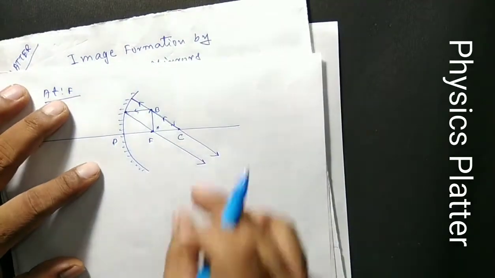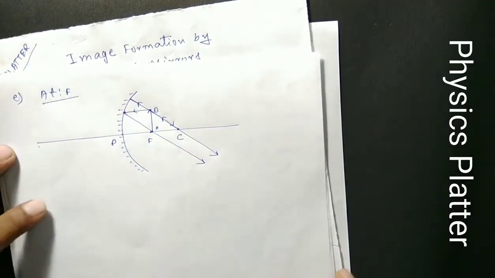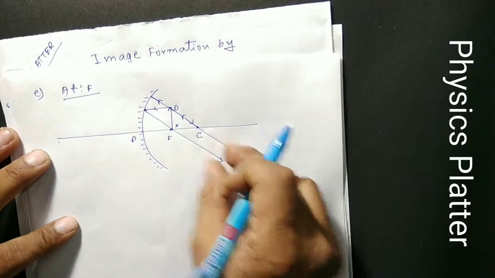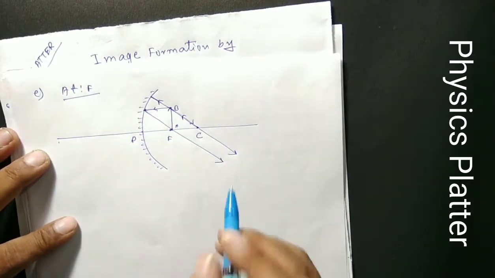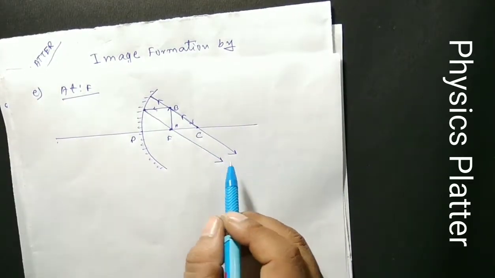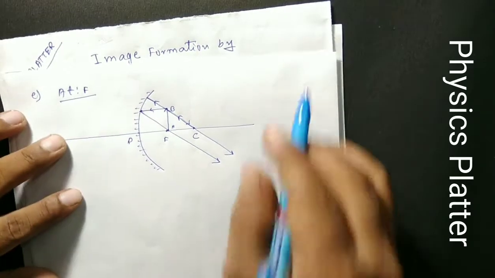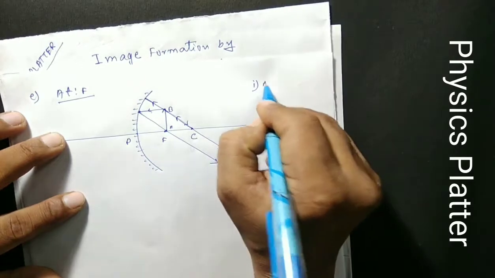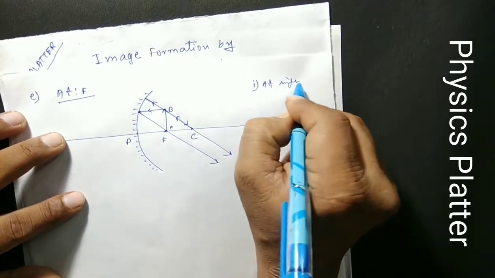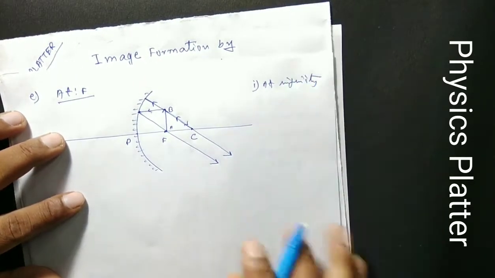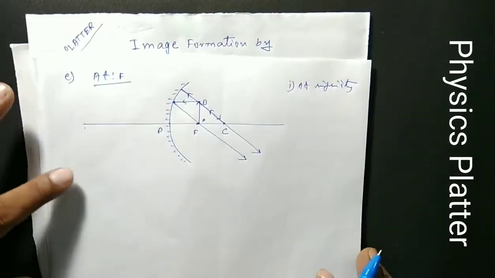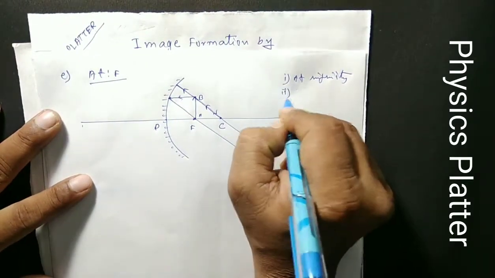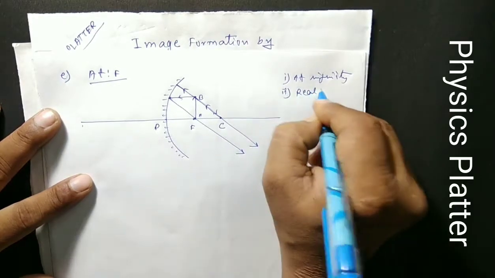This time we see the rays become parallel to each other, right, that means the image will be formed at infinity. And what kind of image will be there? It will be a real image. So what are the properties here? First of all, the image is formed at infinity. At infinity. Then second, it is a real image.